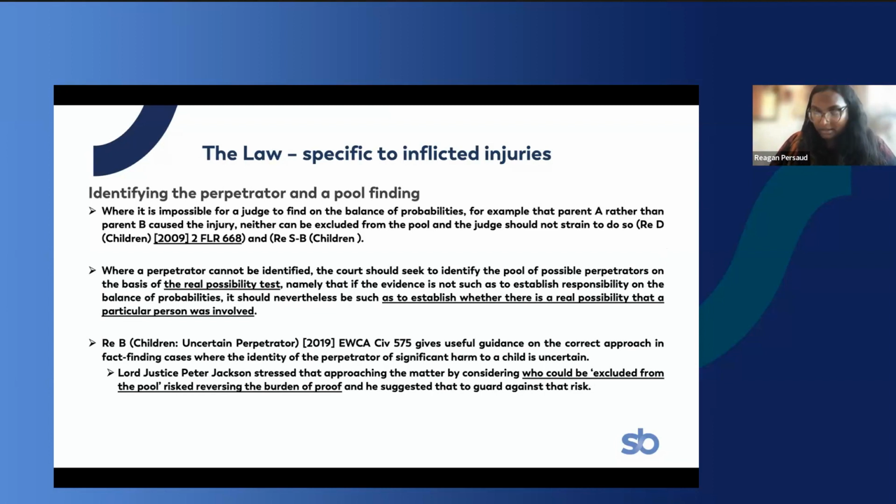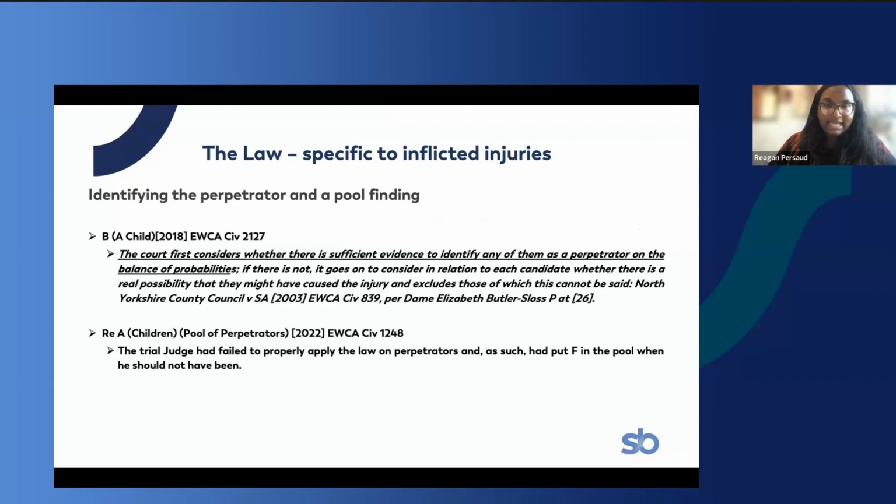In summary, there used to be situations where sadly things went wrong, and the law was clarified, particularly in Re B, decided by Peter Jackson, which laid out that what the court needs to do is look at the totality of the evidence and decide on the real possibility test. It needs to be able to say: is there a real possibility that mum could have injured the child? Is there a real possibility that dad could have injured the child? Is there a real possibility that, for instance, granny could have injured the child, whoever's in the pool, so to speak, or the local authority puts forward in the pool?